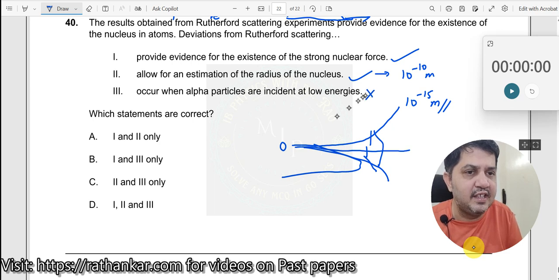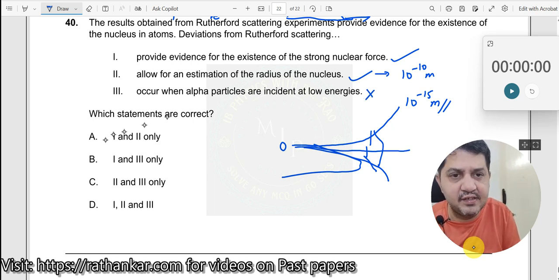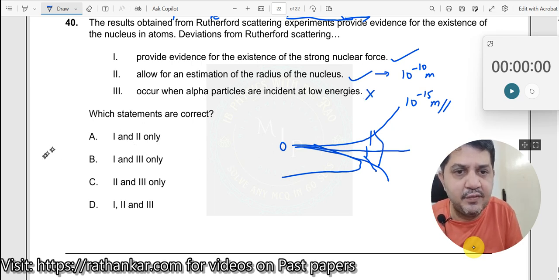Occurs when alpha particles are incident at low energy. No, this is not seen. So therefore, 1 and 2 are the right answers, which is nothing but your option A.